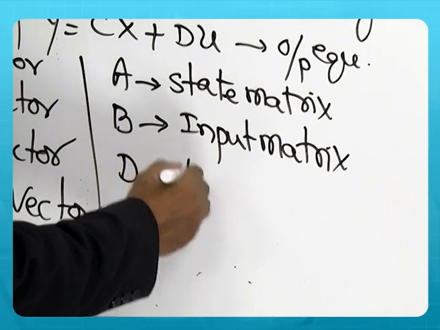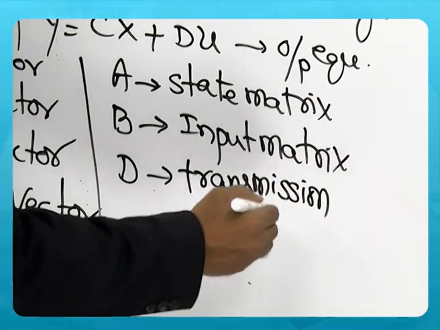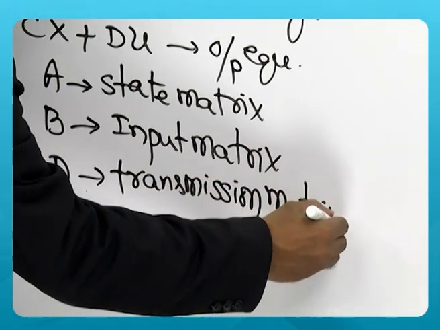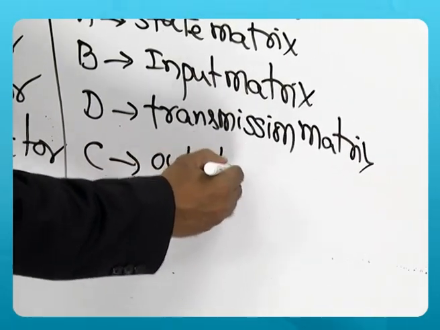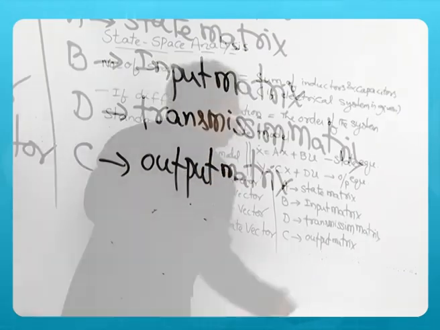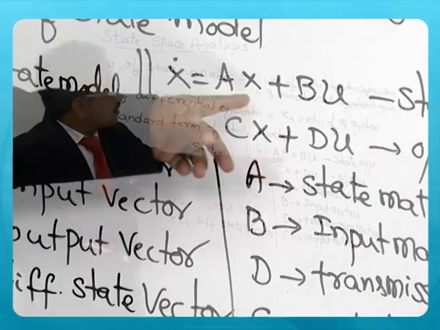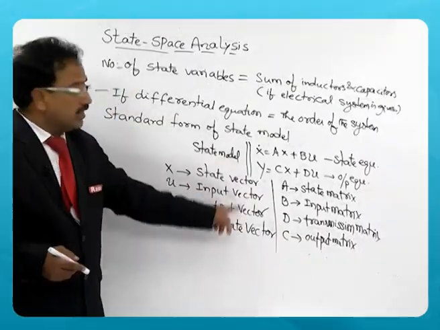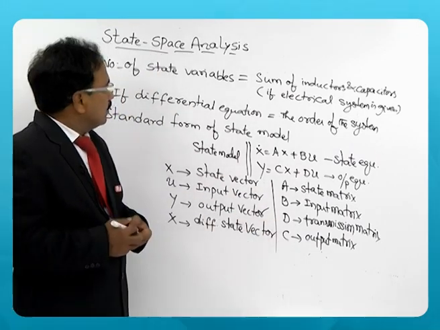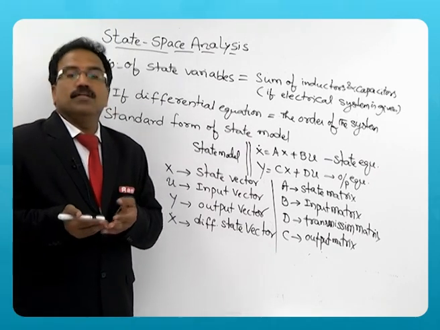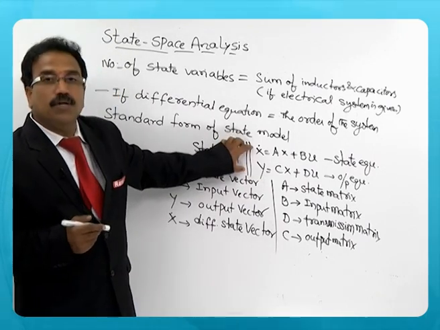And D is the transmission matrix, and C is the output matrix. So when you look at the state model, this x dot, x, u and y are the vectors and A, B, C, D are the matrices. So any system can be described. It may be a linear system or a non-linear system. It can be described by the state model.